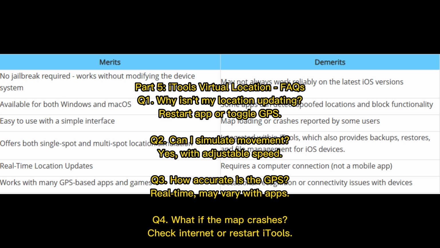Q1. Why isn't my location updating? Restart the app or toggle GPS. Q2. Can I simulate movement? Yes, with adjustable speed. Q3. How accurate is the GPS? Real-time accuracy may vary with apps. Q4. What if the map crashes? Check your internet or restart iTools.